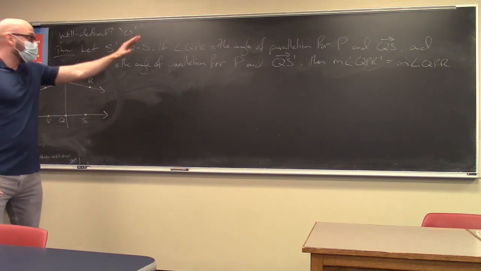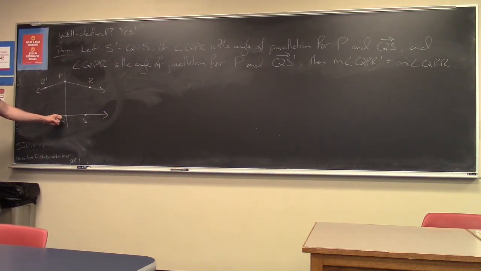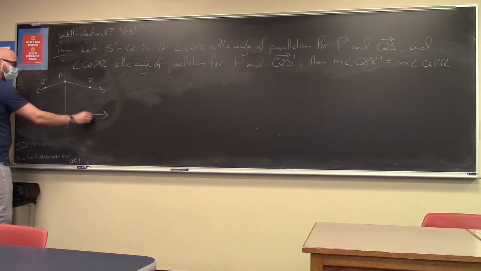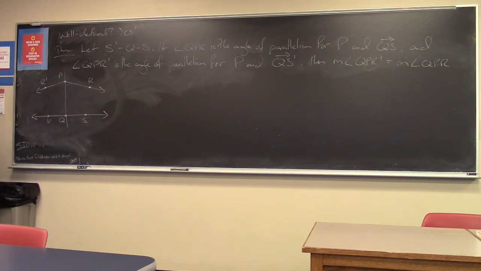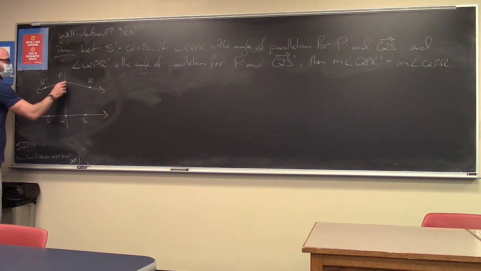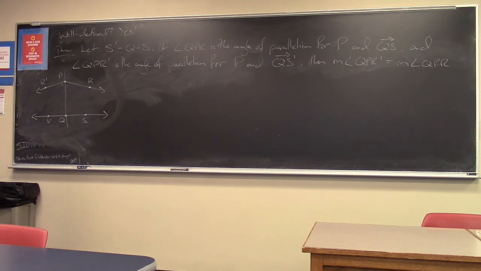All right, so the hypotheses are describing a picture like this. I've got these three points that are collinear, S prime, Q, and S, and we're looking at the angle of parallelism QPR for Q and S, and then this point P. And then we've got the angle of parallelism for QS prime, still the same line, and this angle of parallelism QPR prime, and the theorem just says that both of these angles are congruent if those are the angles of parallelism for this line QS and the point P.